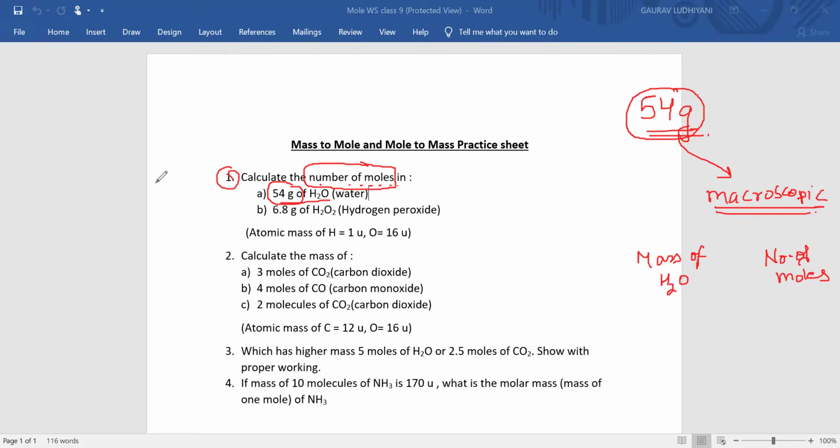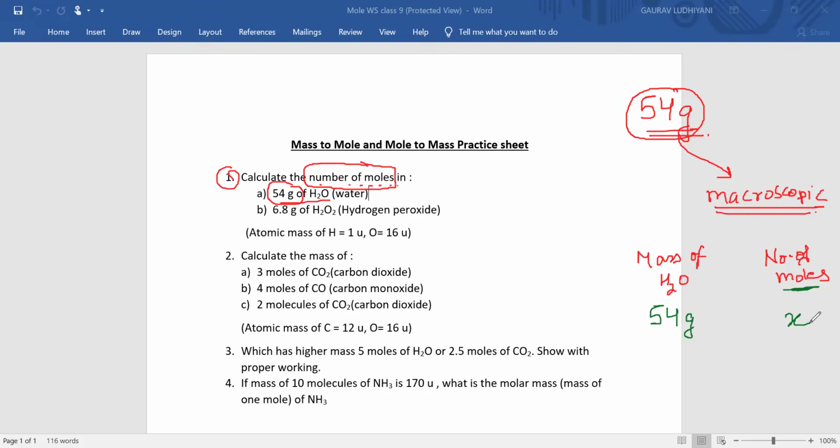So what is the mass of water given to you in the question? It is 54 grams, right? And hence we are dealing in moles because it is dealing in grams, and it is asking for the number of moles. So let us say this is X, because whenever we are dealing in moles, the mass is going to come in grams.